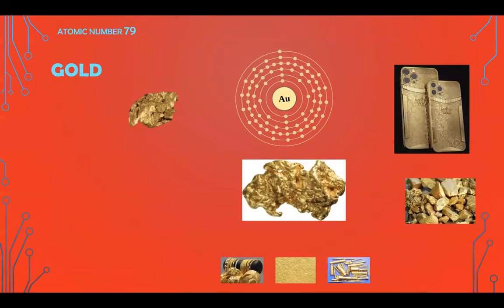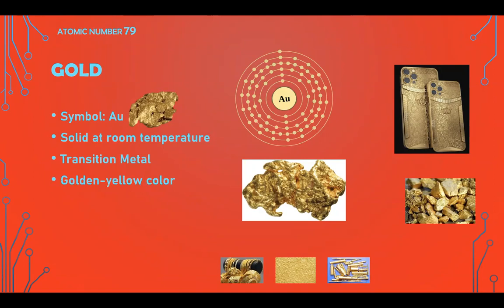Now we come to gold with the atomic number 79, and it's also one of my favorite elements. Here's why. Its symbol is Au, based on the Latin word aurum. Gold is a solid at room temperature. It's a transition metal. Gold has a goldish yellow color. I really like this color. It's pretty unique among other elements, not being silvery white.